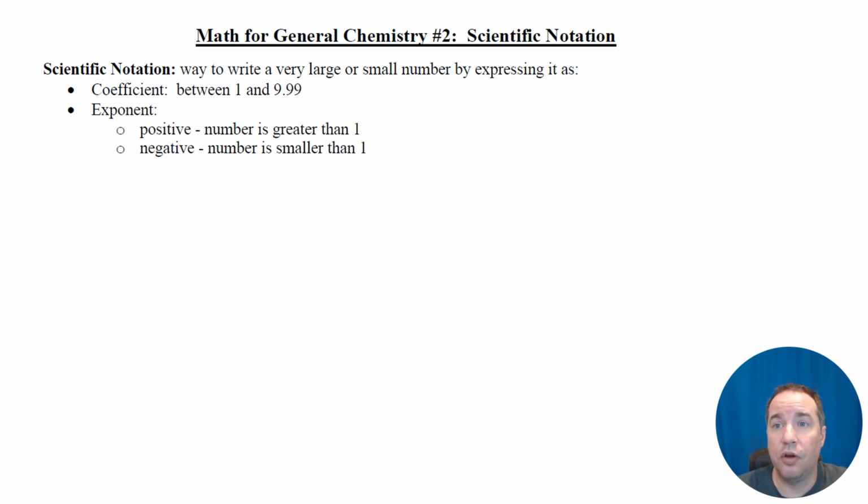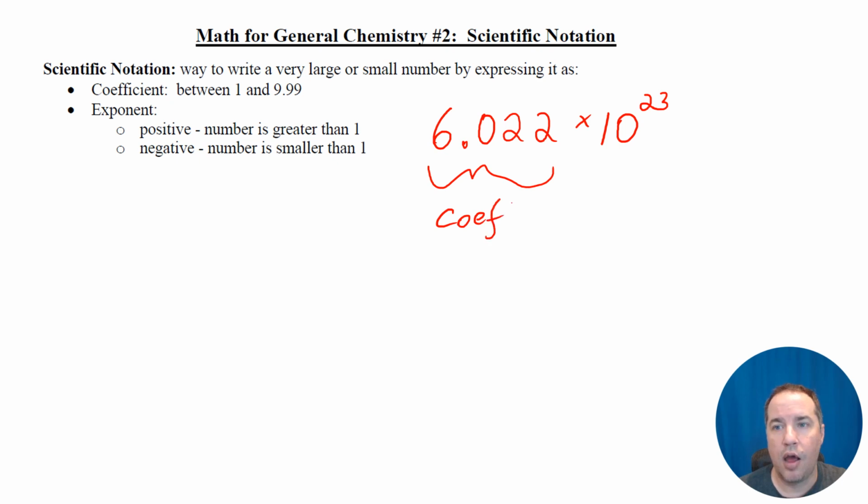So scientific notation is a way to write a very large number or small number by expressing it as a coefficient, such as 6.022, and then an exponent, let's say times 10 to the 23. This is Avogadro's number. This is the coefficient, where this must be between 1 and 9.99, and then this is the exponent.